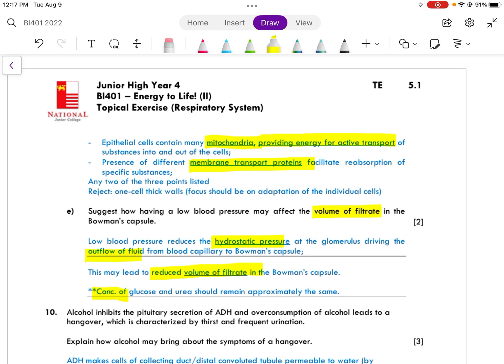Concentration does not change, right? You can change the volume of filtrate, meaning how much fluid will pass through the filtration barrier, but the concentration remains the same.